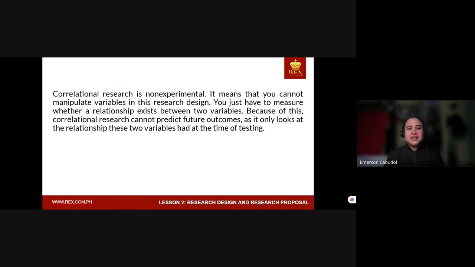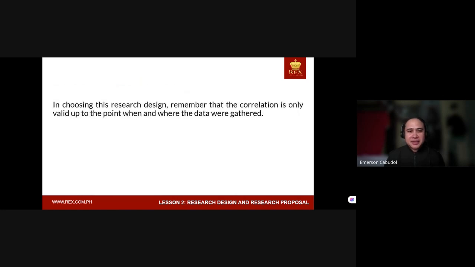Correlational research is non-experimental. And in choosing the research design, remember that the correlation is only valid up to the point when and where the data were gathered.